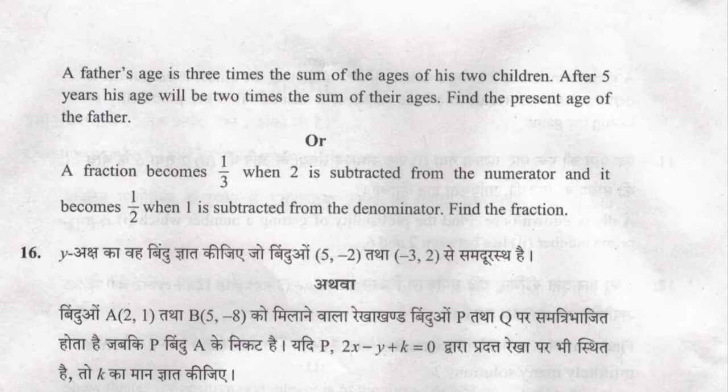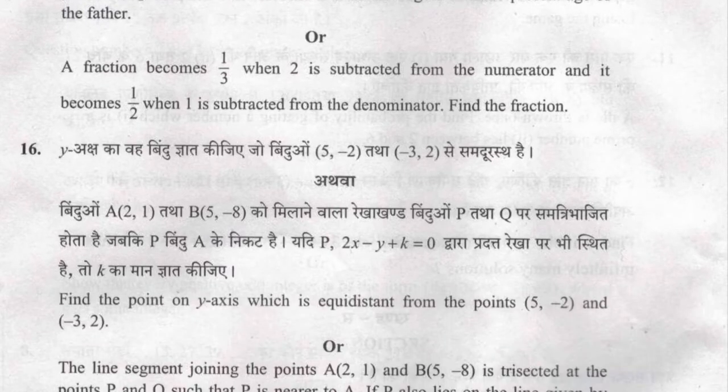Now there is a choice in the 15th question. The OR question says a fraction becomes 1/3 when 2 is subtracted from the numerator, and it becomes half when 1 is subtracted from the denominator. Find the fraction. Let the fraction be x by y.